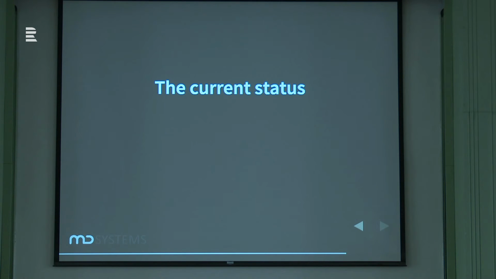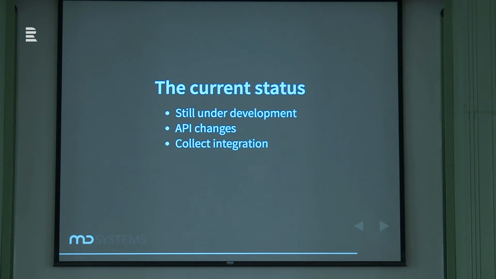Okay. So the current status of InMail and Mailhandler, they are still under development. We are still doing a lot of API changes, and that's the reason why we don't want to release it yet. It's sort of ready to be alpha, but it's still there because we are changing the stuff every day.